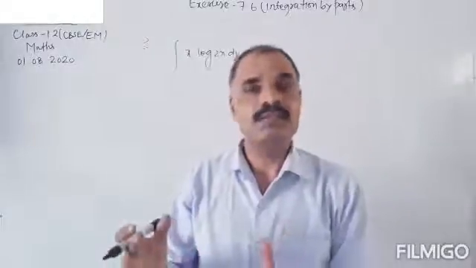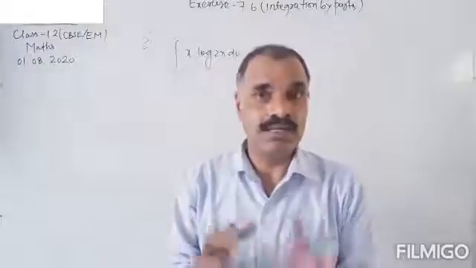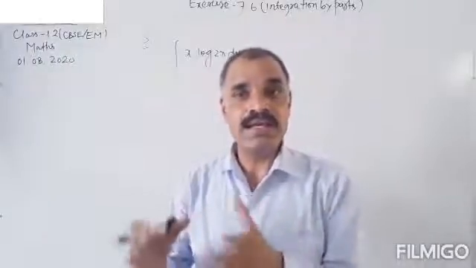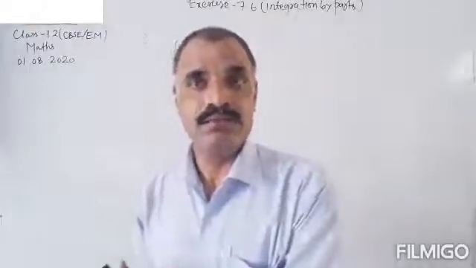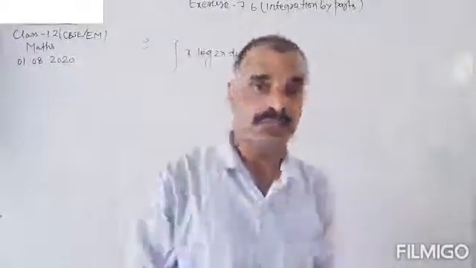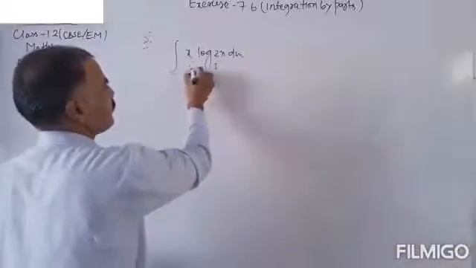So which one is the first function? The logarithmic will be the first function. What does the ILATE rule say? L means logarithmic function, A for algebraic function. So the logarithmic function will be the first function, and this is the second function.